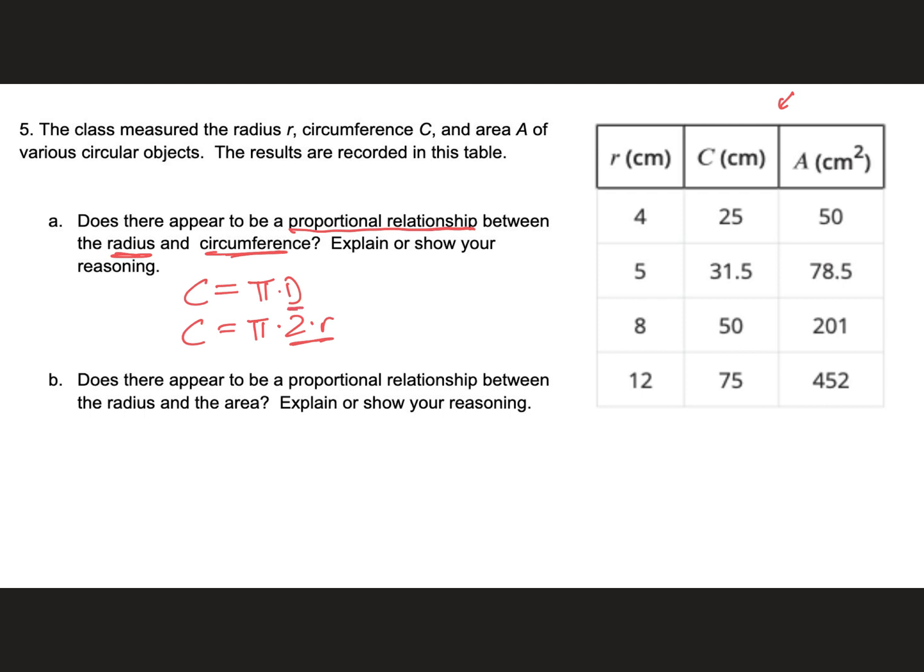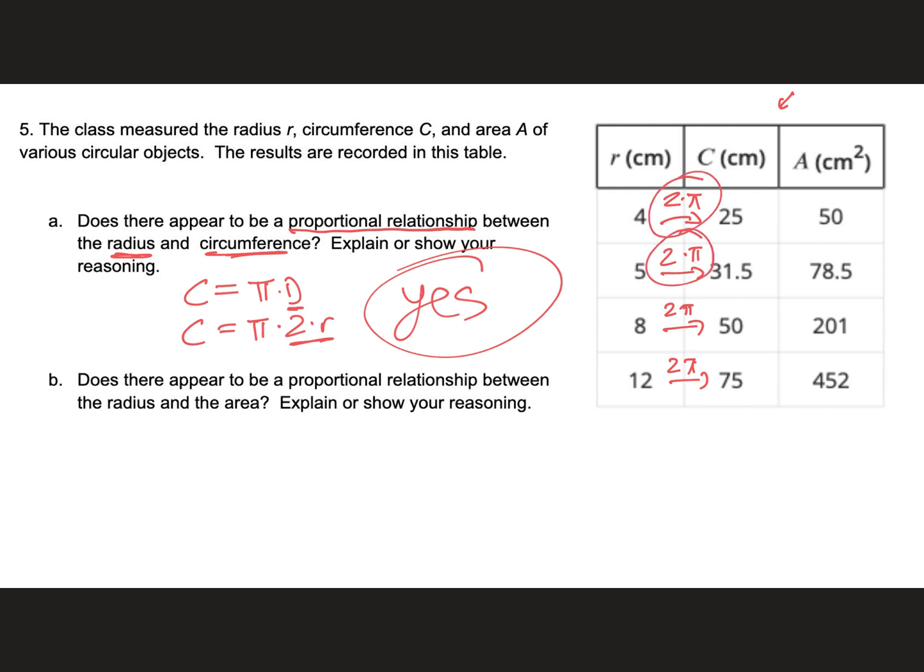So 4 times what is 25? Something around 6. 2 times pi, or 2 pi, gives me that. 5 times 2 pi gives me that. 8 times 2 pi gives me that. And 12 times 2 pi gives me that. So yes, there is a proportional relationship between radius and circumference, because I'm going to multiply by the same number every time to get me the circumference.